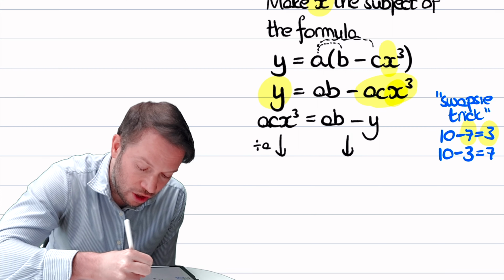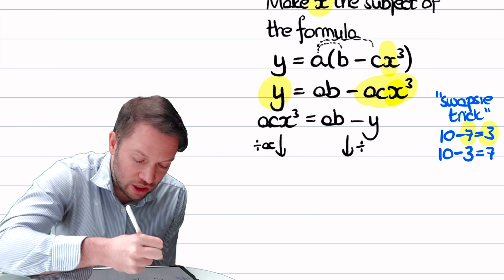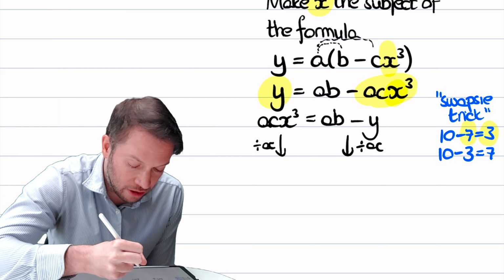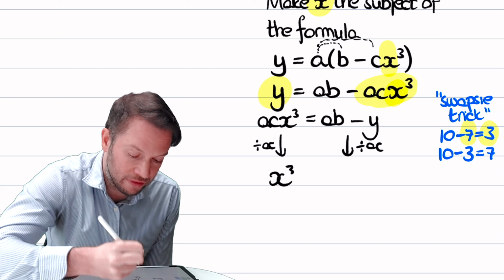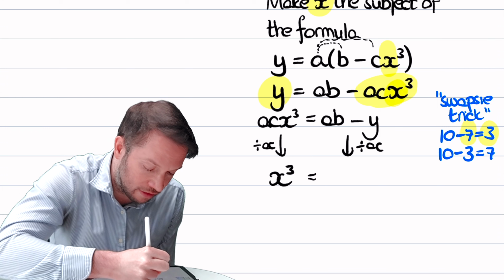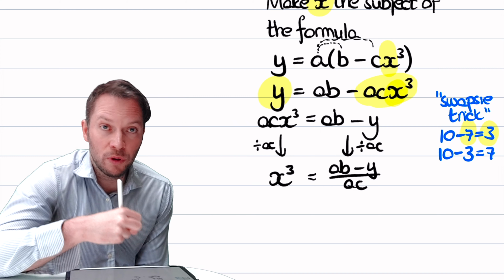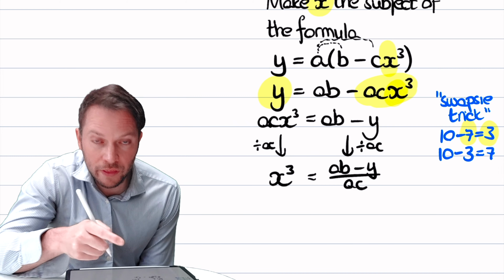Remember, we shouldn't be cube rooting yet. We should only cube root once we've got the x cubed on its own. So we do that. The left-hand side just becomes x cubed, and the right-hand side becomes ab minus y all over ac, like that. When you want to divide by something, you just put it all over that thing.